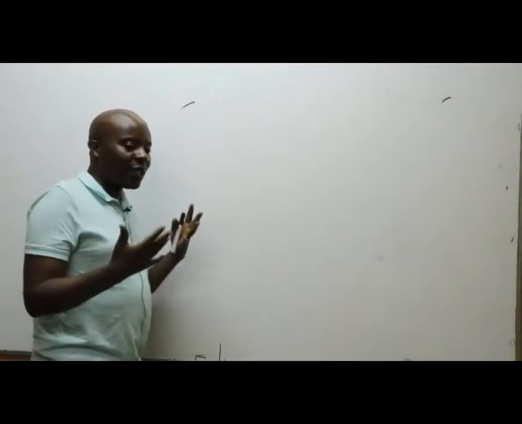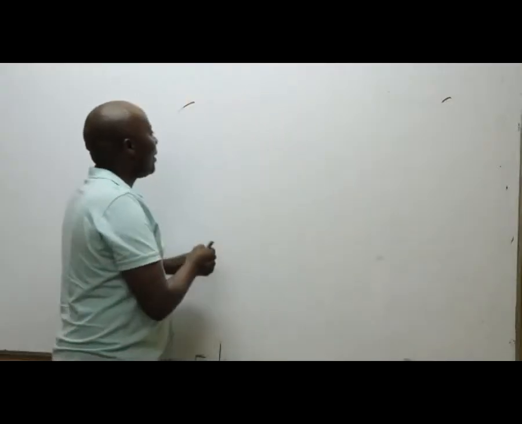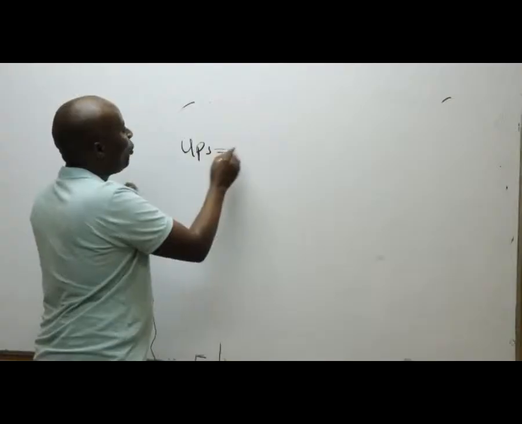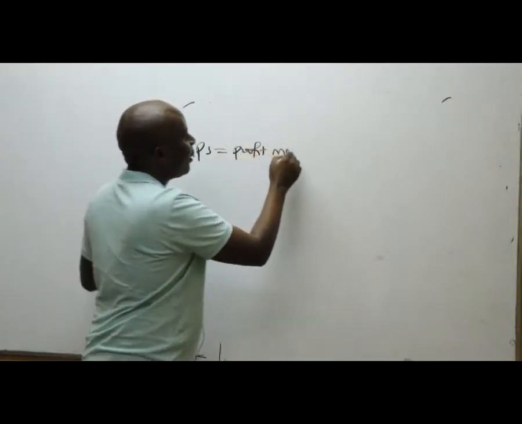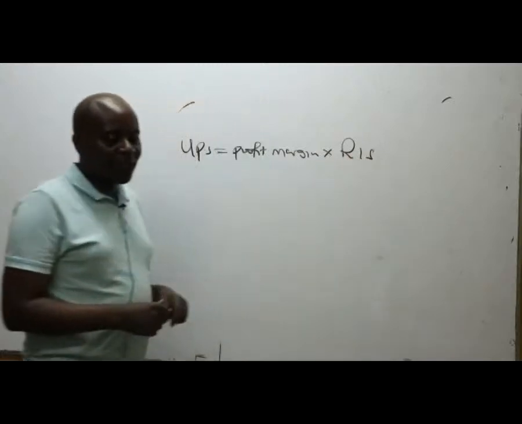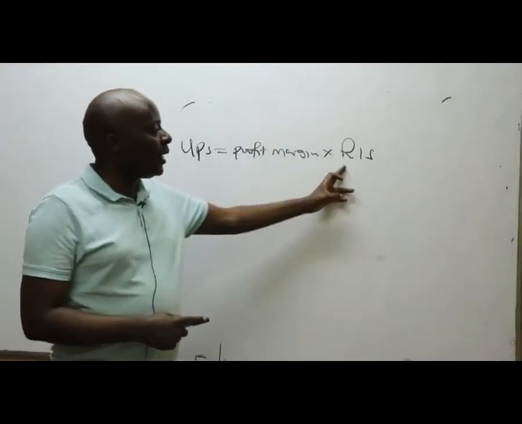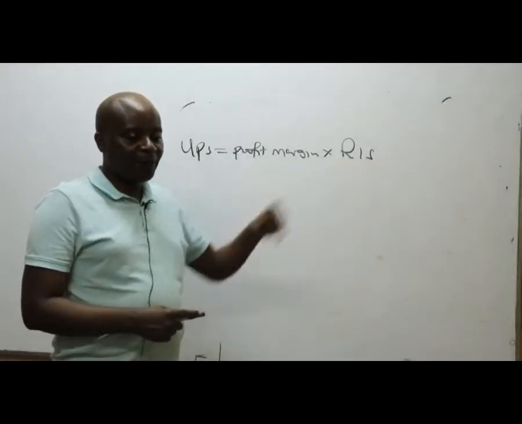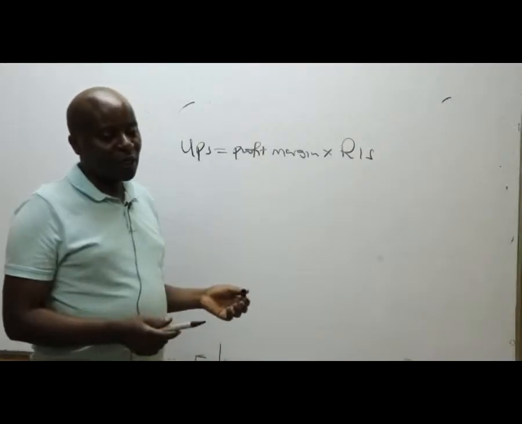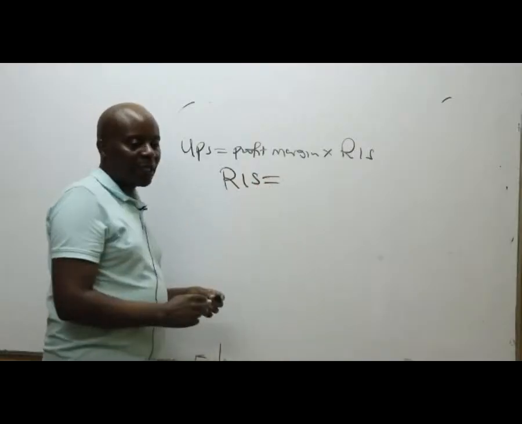I'm sure these guys are able to remember this Reese, because there must be a lady here going by this good name, Rispa. Yes. To get UPS, we normally take profit margin times Reese. Very important. Profit margin times Reese, where Reese is the remaining intra-sales. Like in this question, is there anybody who can give us this Reese value?